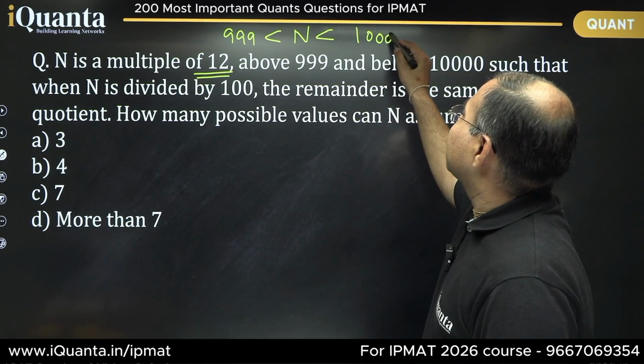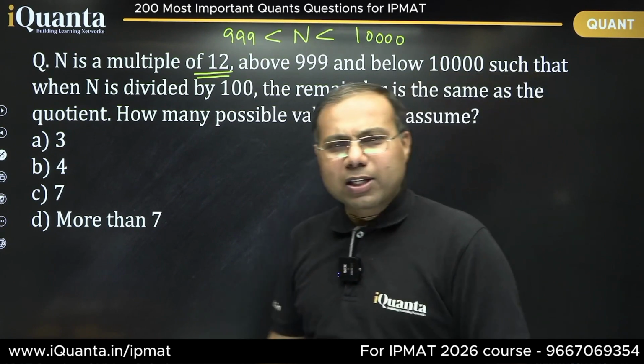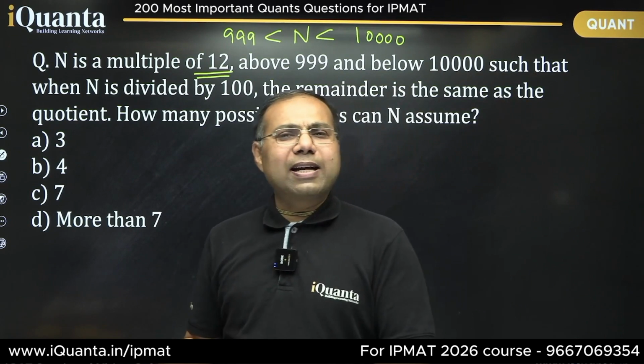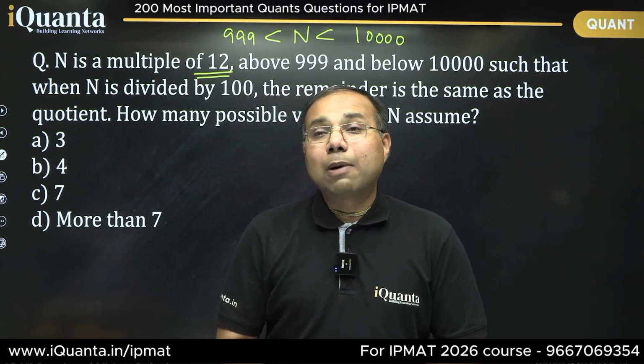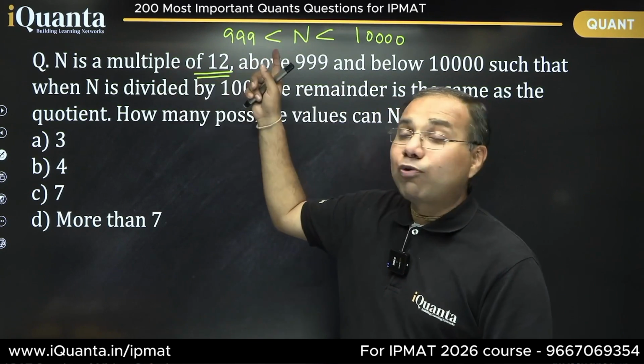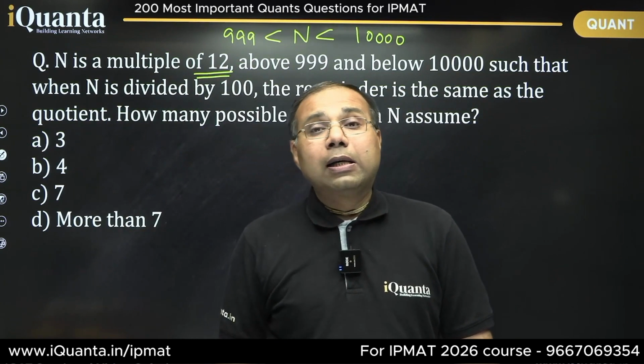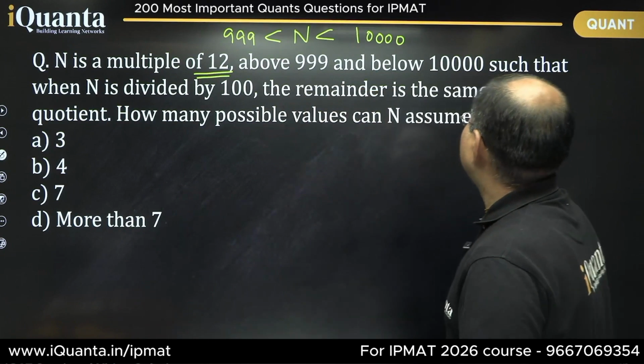So basically it is a 4-digit number, right? Starting from 1000 up to 9999, maximum it can go. But it must be a multiple of 12 as well. That was one condition so far. Fine, let's proceed further. What are the other conditions?